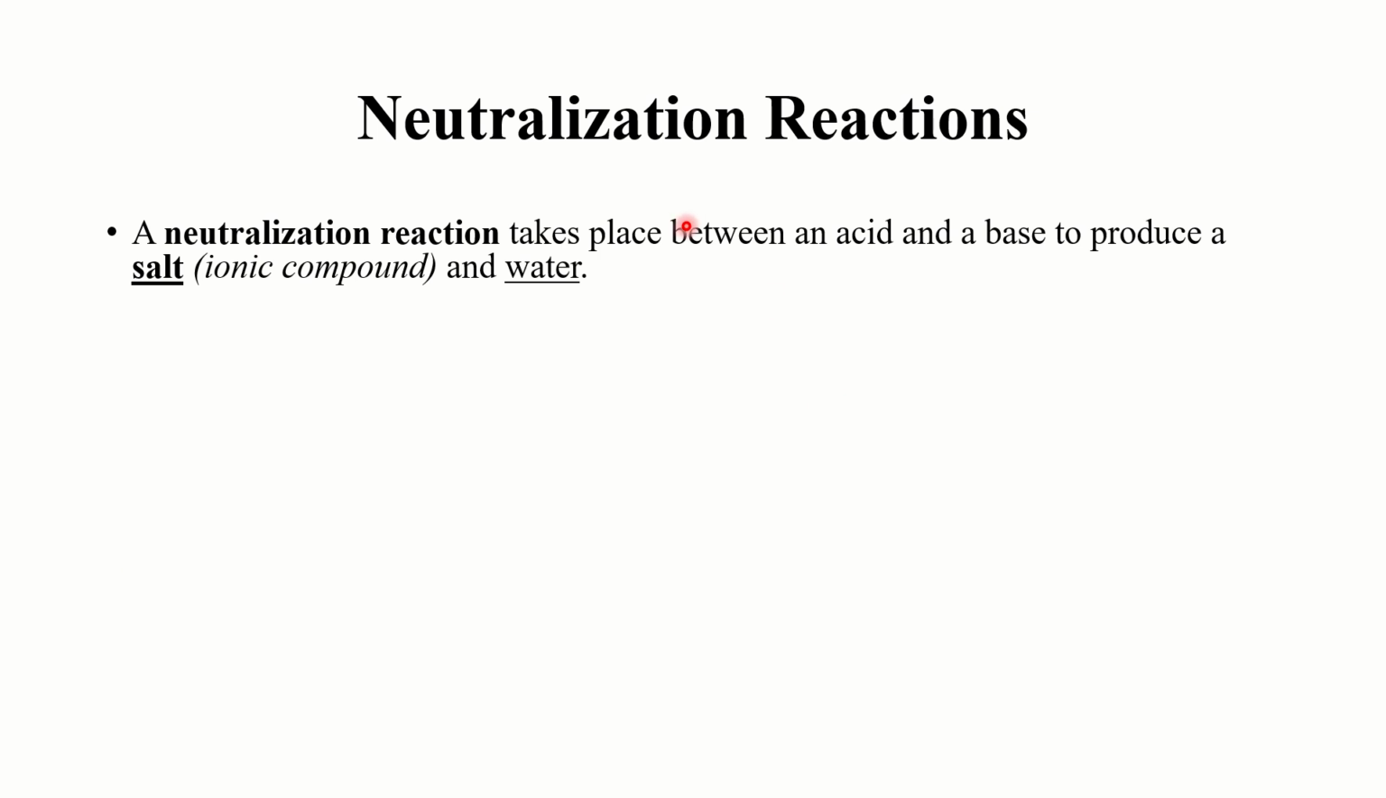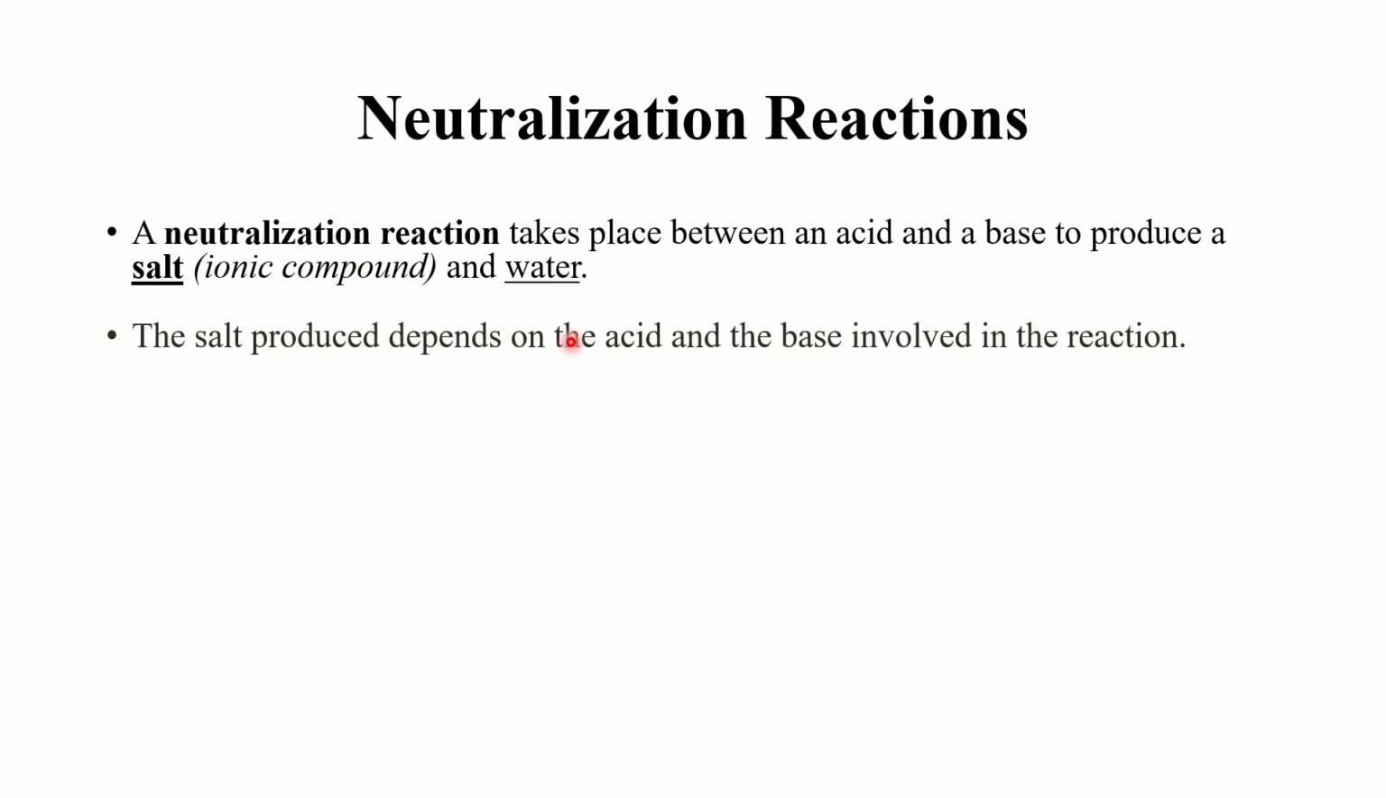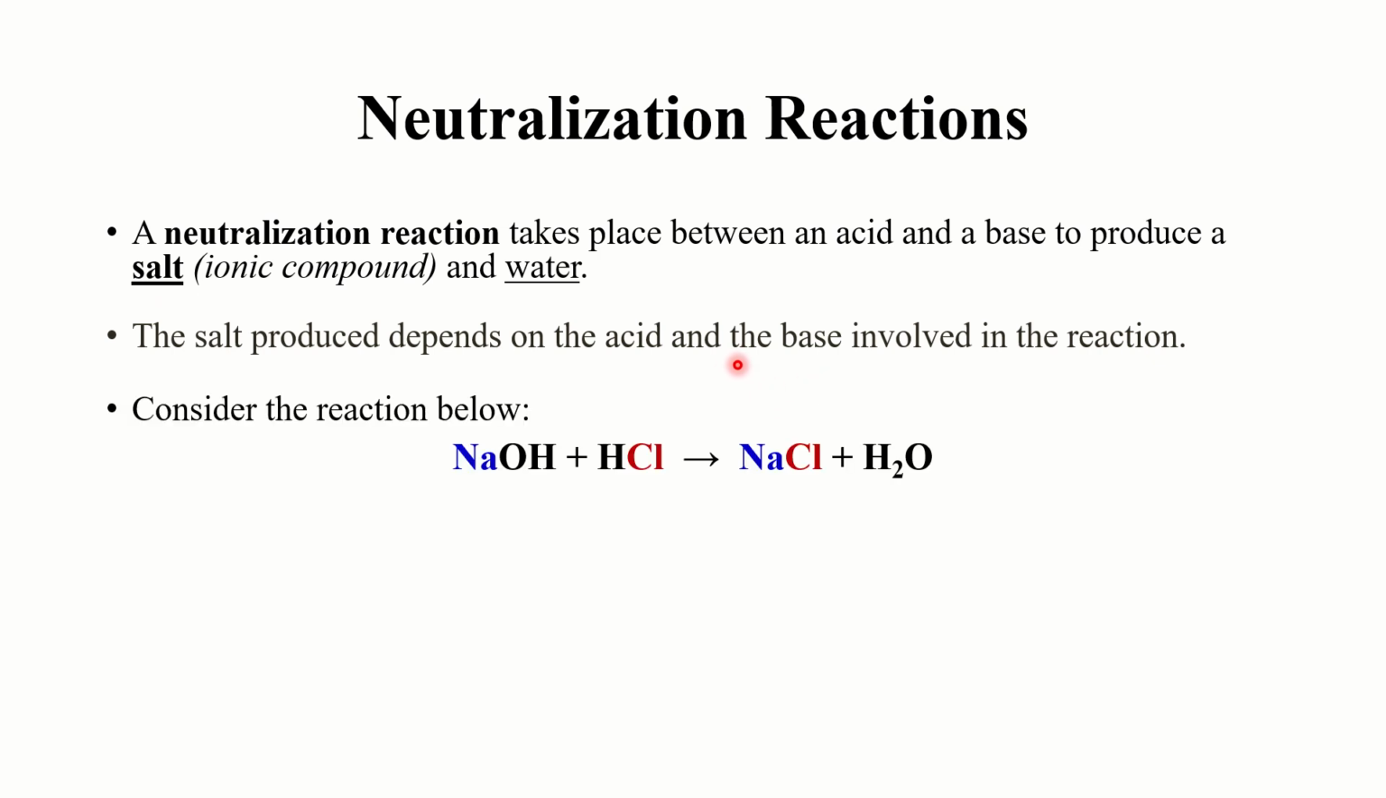All right, next we are going to look at neutralization reactions. A neutralization reaction takes place between an acid and a base to produce a salt, essentially an ionic compound, and water. The salt produced depends on the acid and the base involved in the reaction. So consider the reaction below. NaOH plus HCl forms NaCl and H2O, a very common neutralization reaction. You probably saw this reaction referenced in Gen Chem 1. So the base, sodium hydroxide, plus the acid, hydrochloric acid, forms the salt, sodium chloride, and water.